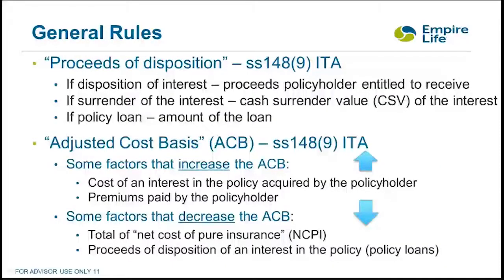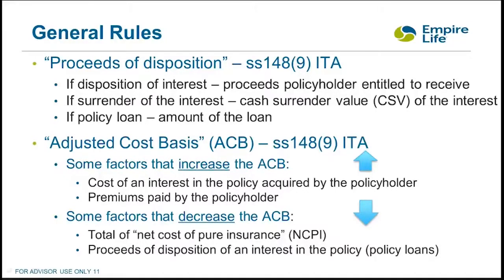The terms proceeds of disposition and adjusted cost basis are both defined in, again, subsection 148(9). The term proceeds of disposition is defined to be the amount of the proceeds that the policyholder is entitled to receive on the disposition of the interest in the policy. In the case of a surrender, the amount of the proceeds will equal the cash surrender value of the interest in the policy, adjusted for any outstanding policy loans and unpaid premiums under the policy. In the case of a policy loan, the amount of proceeds generally equals the amount of the loan less any portion of the loan applied to pay a premium under the policy.